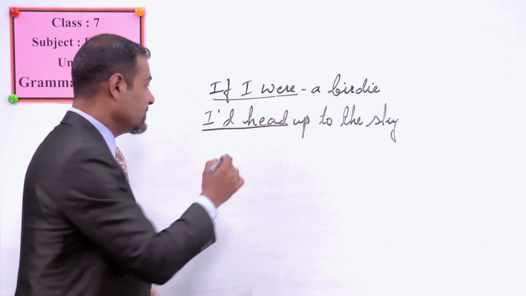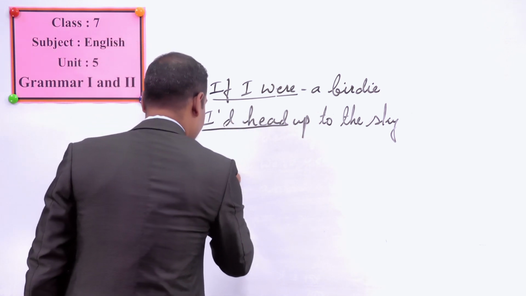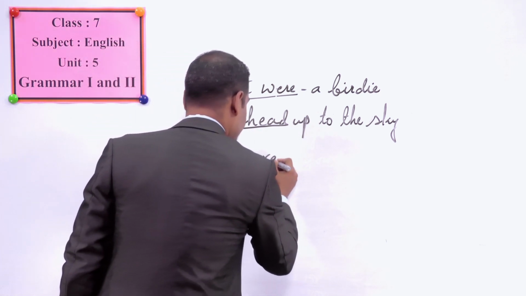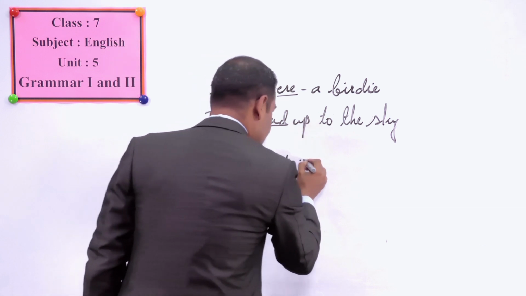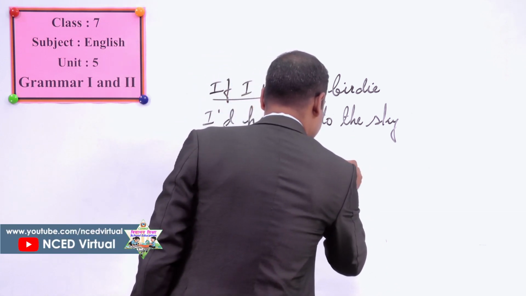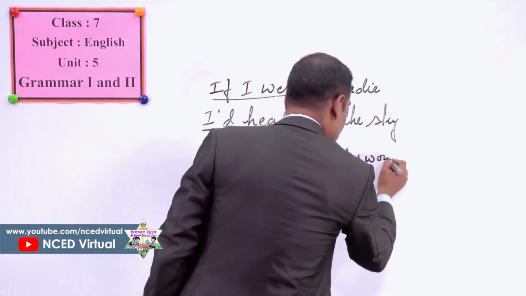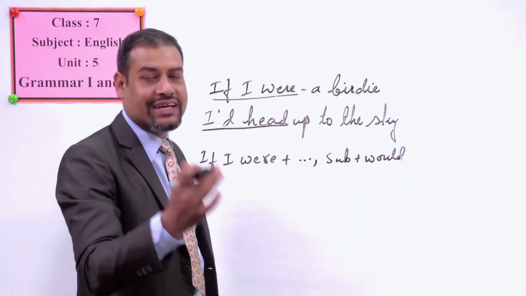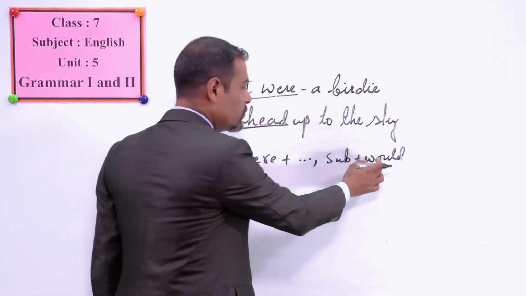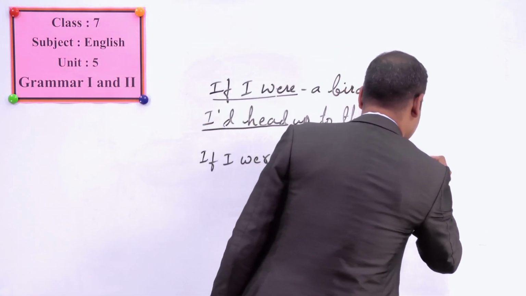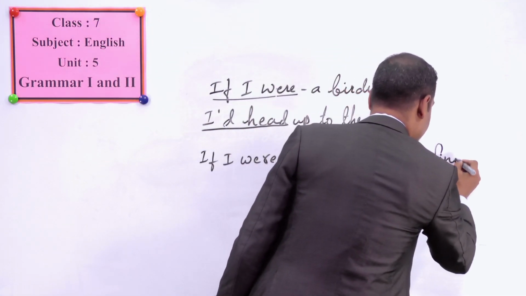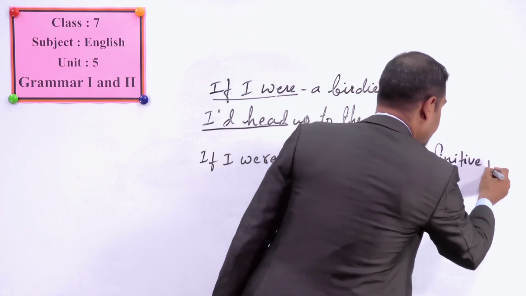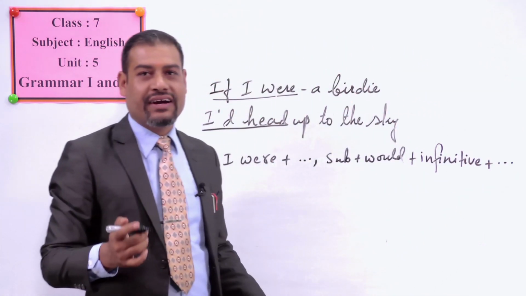We have already practiced. The structure is if I were, W-E-R-E, were, and then plus something we need, and again subject, plus we have would, or you can write could, or you can write should, or there can be might. After this word, verb, you have to write the infinitive, I-N-F-I-N-I-T-I-V-E, infinitive, plus necessary words we can write.